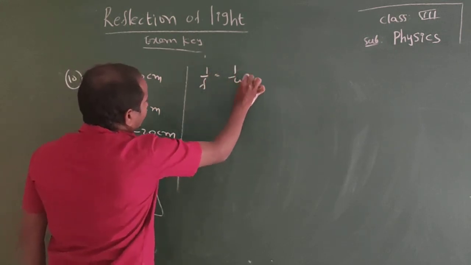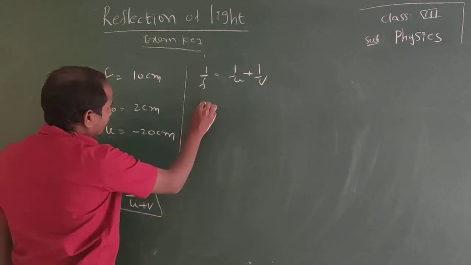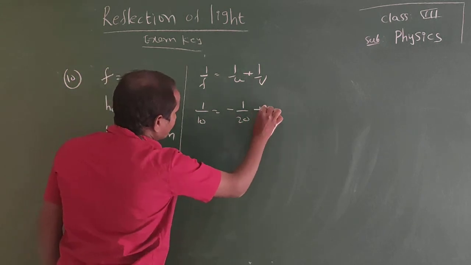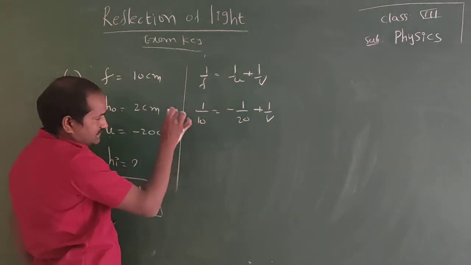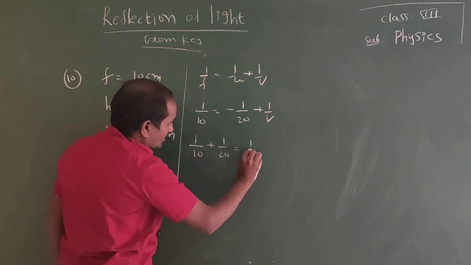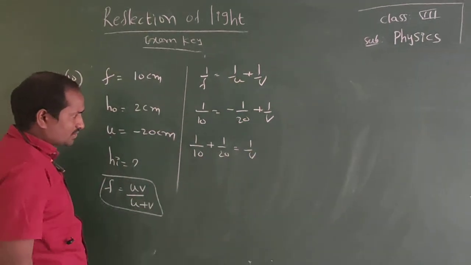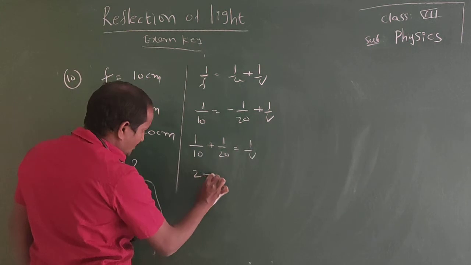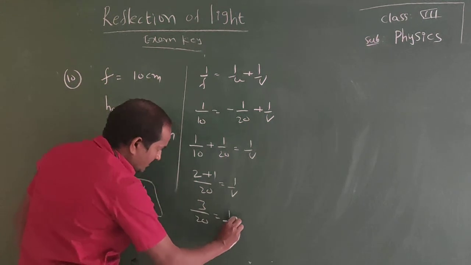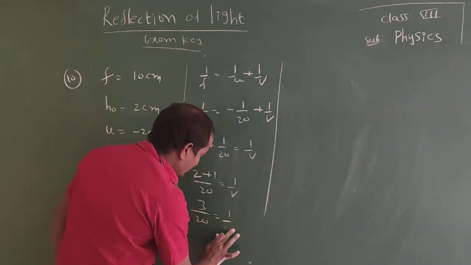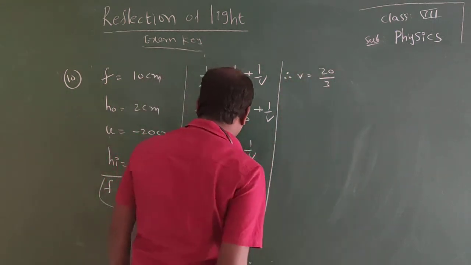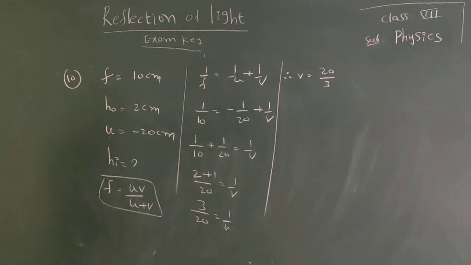1 by f equal to 1 by u plus 1 by v, that is 1 by 10 equal to minus 1 by 20 plus 1 by v. So minus 1 by 20 coming to this side becomes plus, 1 by 10 plus 1 by 20 equal to 1 by v. Here LCM equal to 20, so 2 plus 1 by 20 equal to 1 by v. So 3 by 20 equal to 1 by v. Therefore v equal to 20 by 3.